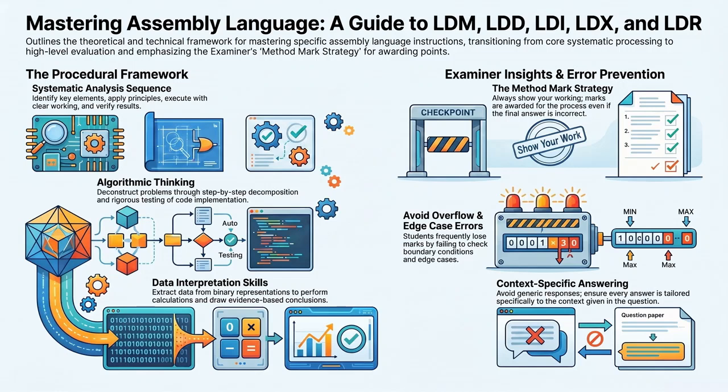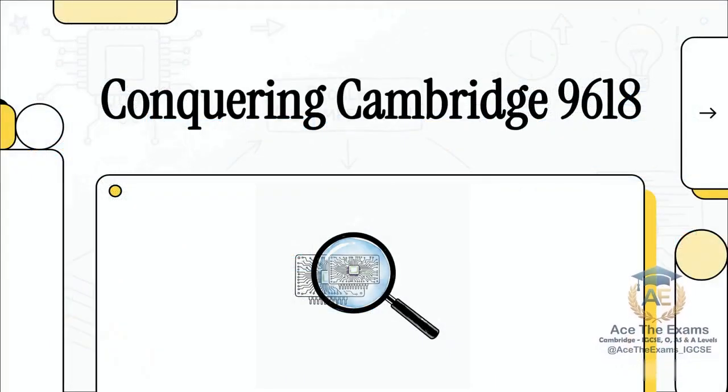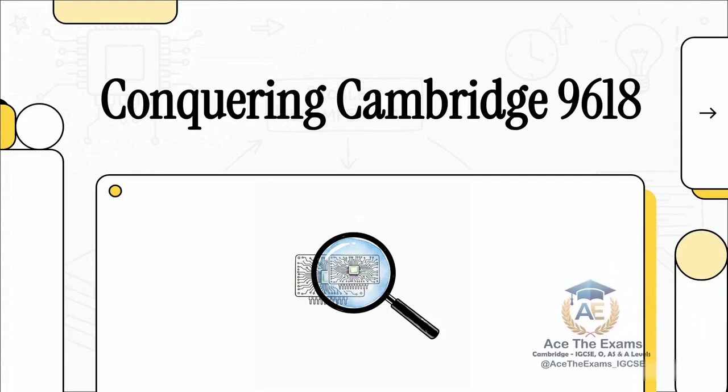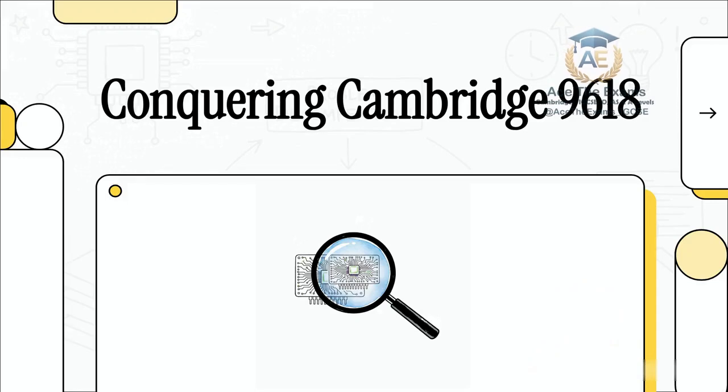Welcome to The Explainer. Today, we are embarking on a session I absolutely love to call the archaeological dig. We are taking a deep, strategic dive into Cambridge computer science exam strategy, and we are putting a massive magnifying glass on the 9618 assembly language instruction set. We are going to decode the exact instructions, LDM, LDD, LDI, LDX, and LDR, by looking directly through the eyes of the principal examiner. Imagine this exact process as an archaeological dig.